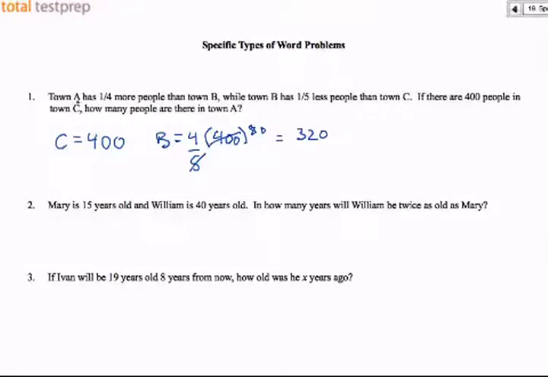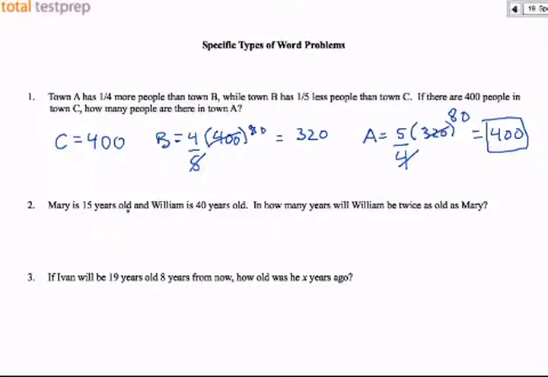We're then told that town A has 1/4 more people than town B. So town A has 5/4 as many, or 5/4 of the people in town B. So we multiply 5/4 times 320. 320 can be reduced to 1 and 80. 5 times 80 equals 400. So actually it turns out that there are as many people in town A as there are in town C. Let's take a look at question 2.